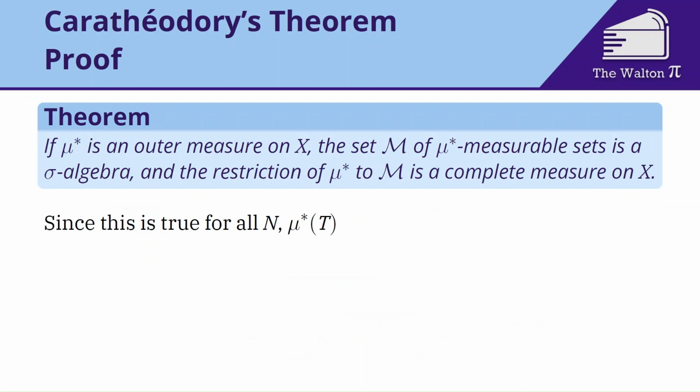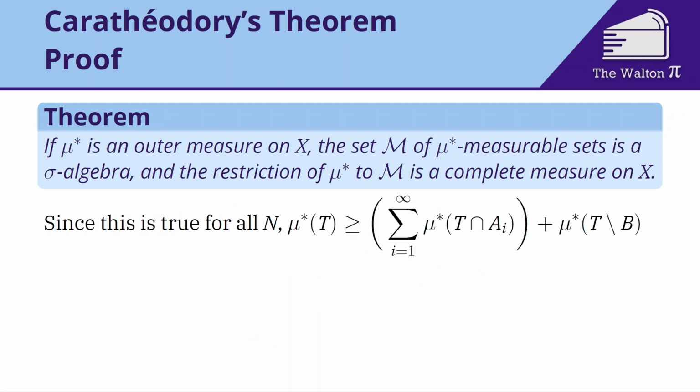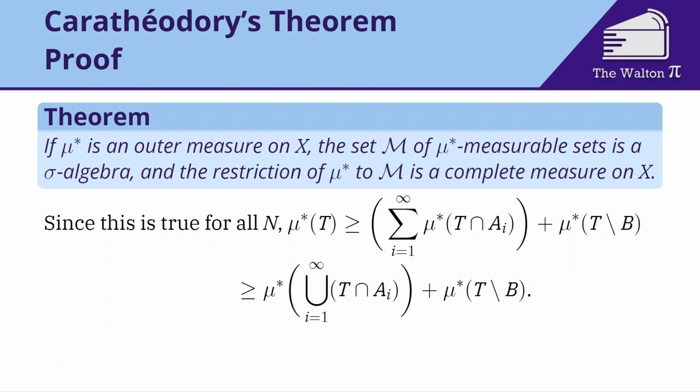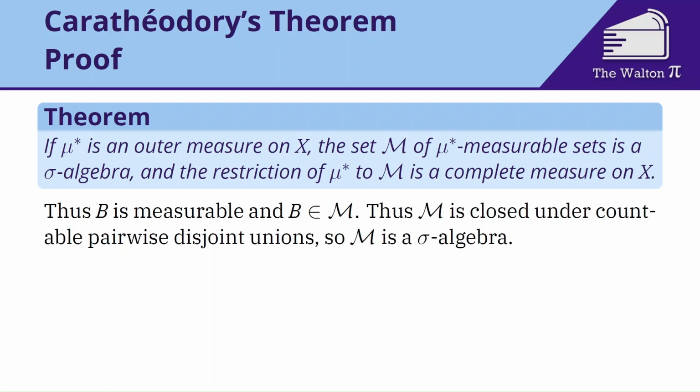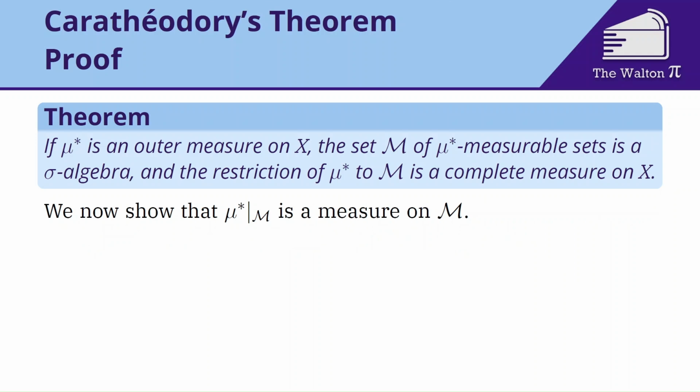And since this is true for all n, that means that mu star of T is greater than or equal to the sum from 1 to infinity of mu star of T intersect Ai plus mu star of T minus B, which is greater than or equal to mu star of the union of all the T intersect Ais plus mu star of T minus B. And that tells us that B is measurable and B is in M. That means that M is closed under countable pairwise disjoint unions, so that tells us that M is a sigma algebra. And now we have to show that mu star restricted to M is a measure on M, and then also that it's complete.